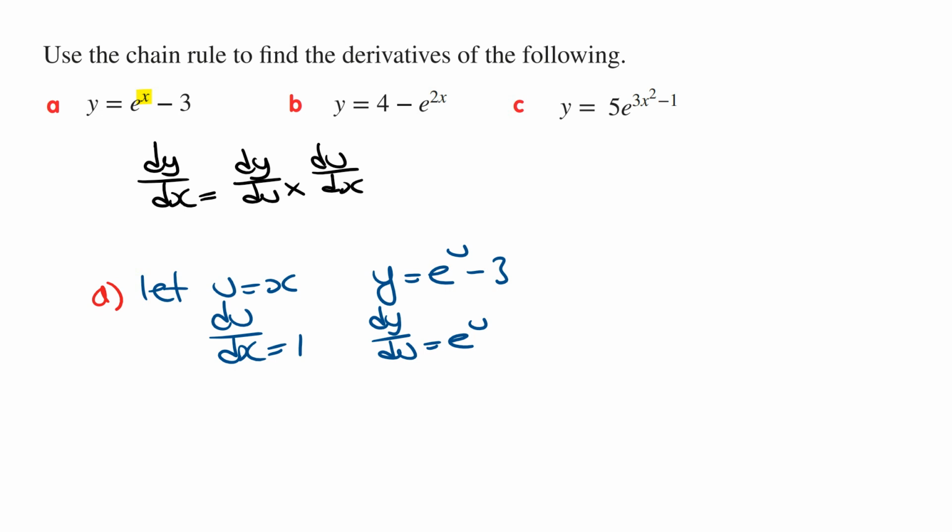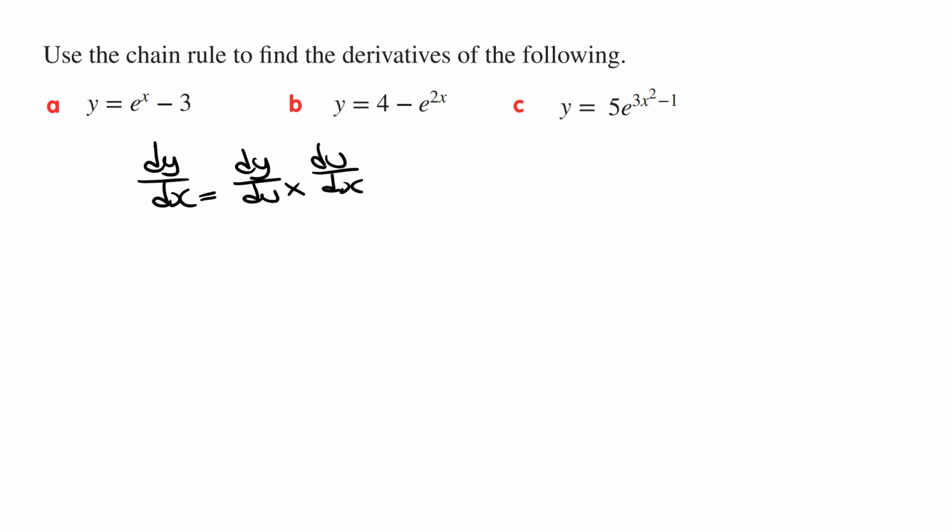Now that we have dy du and du dx, we sub this into the formula to work out dy dx. And so dy dx is going to equal dy du, which is e to the u, times du dx, which is just 1. And so simplifying this is going to be e to the u. And now we're just bringing u back in as a function of x, and so this is just going to be e to the x.